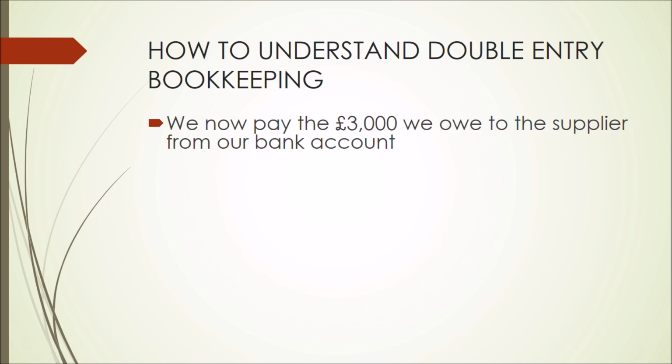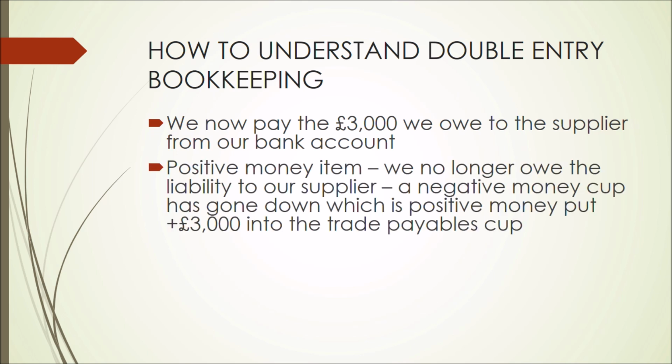We're going to go now and pay the supplier from our bank account. We're going to give them £3,000. Well, the positive money item is that we no longer owe the supplier that £3,000. So the negative money in the future has gone down by £3,000. That's a positive money item. So we owed them £3,000, we no longer owe them £3,000, so it's plus £3,000, and that goes into the trade payables cup.